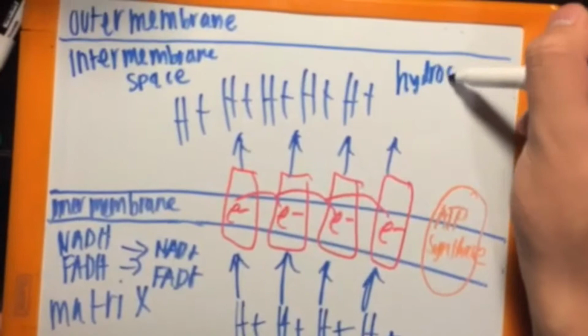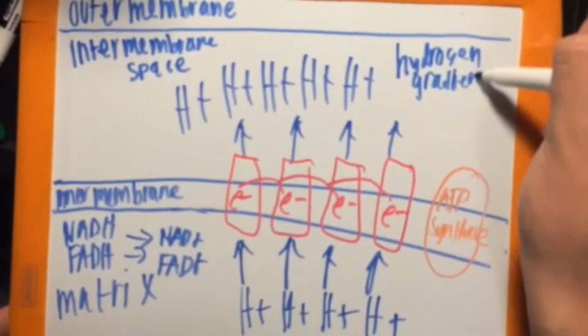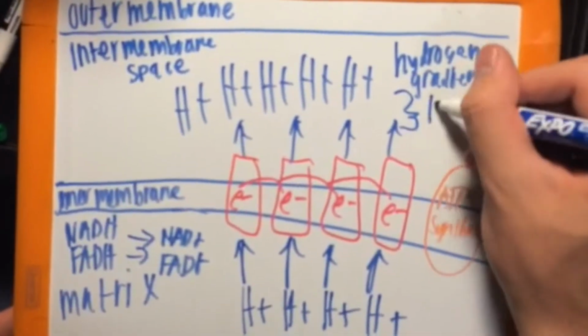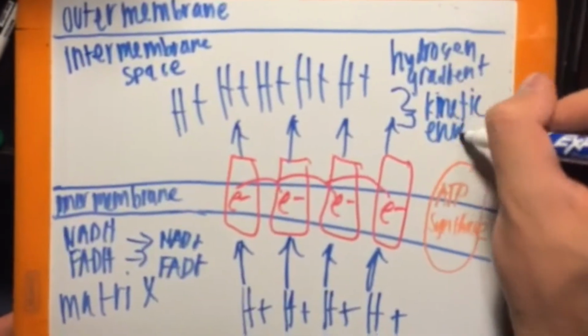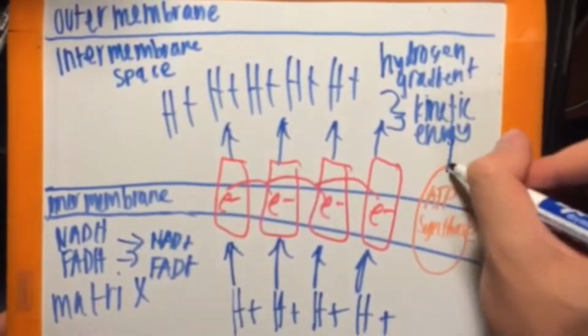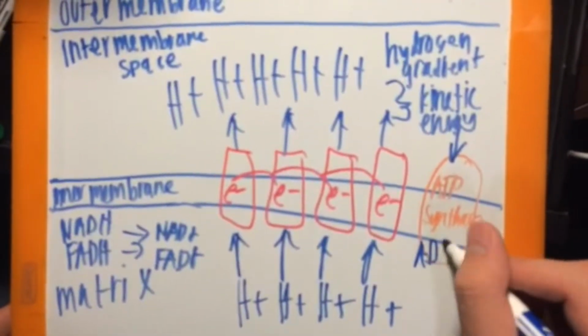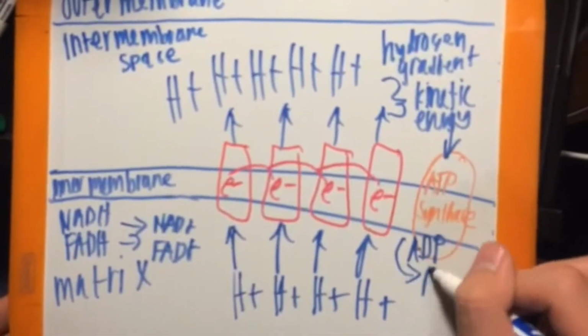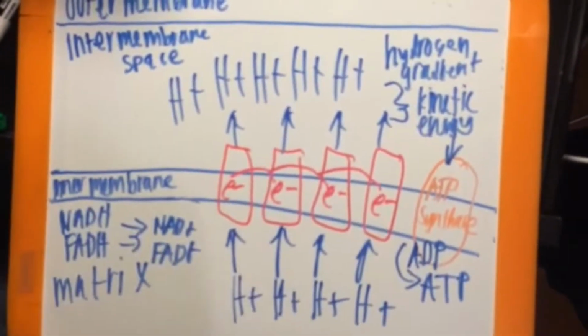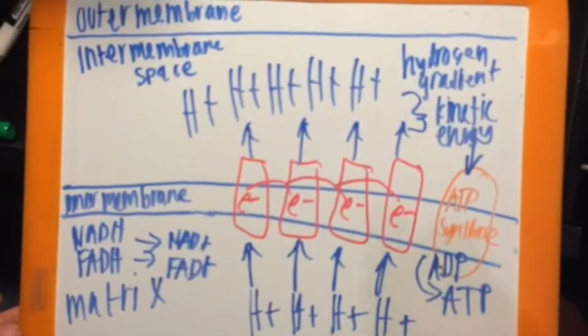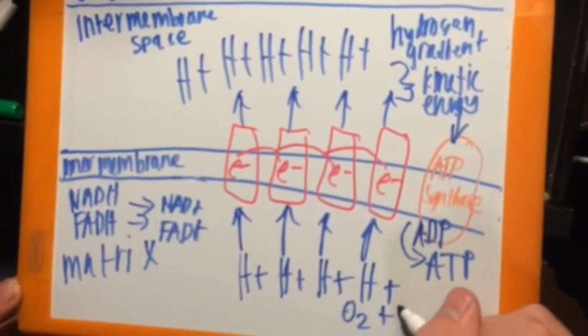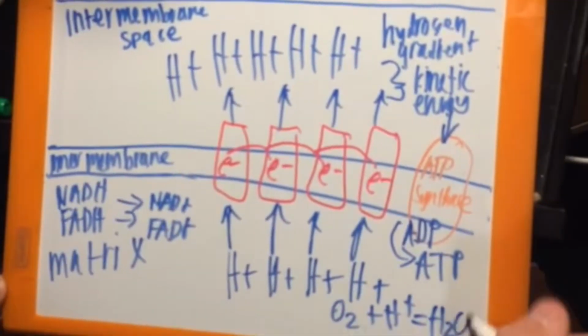ADP then takes in this energy, and the ATP synthase uses that potential energy to make ATP. H2O is formed as well from the oxidative phosphorylation process because the hydrogen molecules bind to the electrons, and oxygen is the final electron acceptor, so H2O is the waste product in the end.